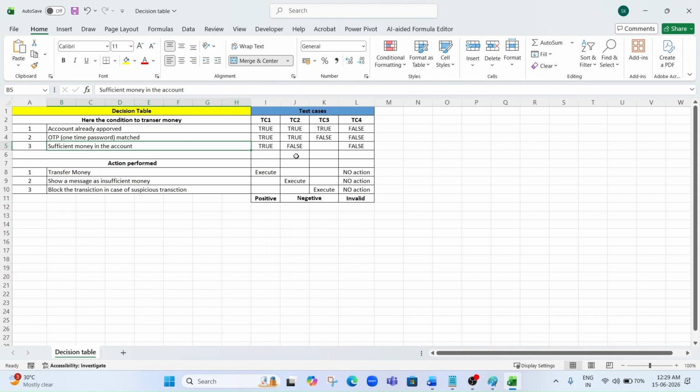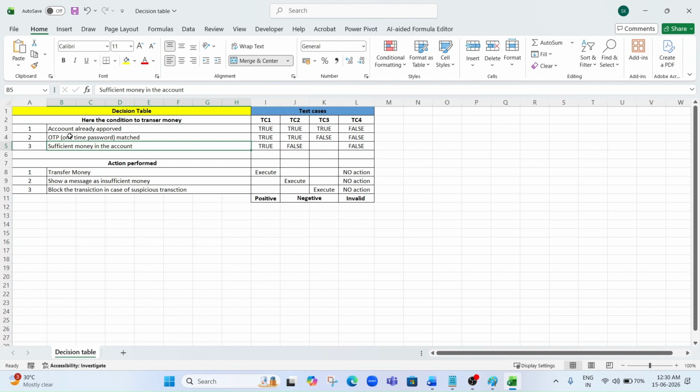The second test case: account already approved, one time password is matched. But the customer does not have sufficient money in this account. So there is the second condition. If you don't have money in your account, then the second action will be executed, and a message of insufficient money will be displayed to the user. So this passes, and we have checked the negative scenario also.